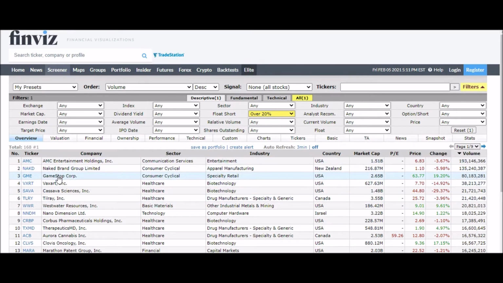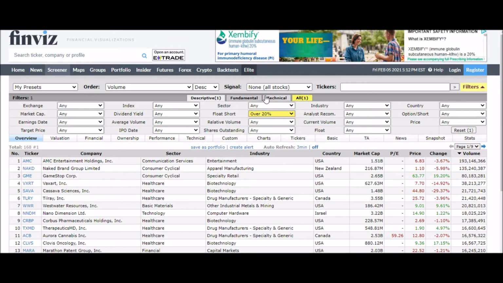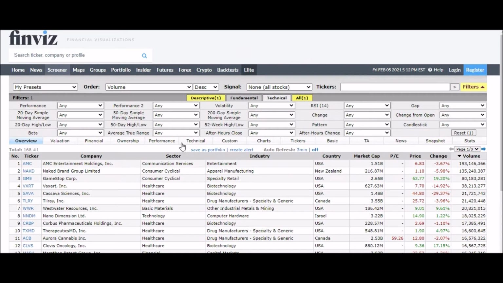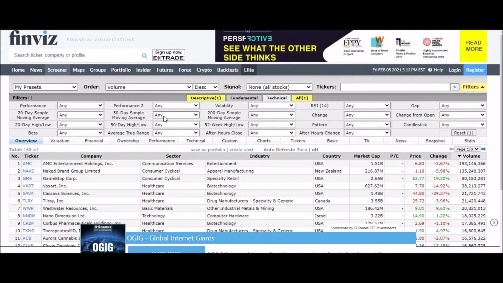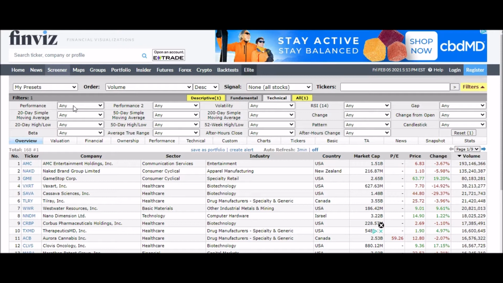Now there's some names here that of course you're going to recognize because there's been a lot of attention on them. So like I said in the beginning of the video, we're going to try to find some that haven't popped yet. What I'm going to do next is go to the technical tab. Here we're looking at the different moving averages. Generally speaking, a stock that is above the 50-day simple moving average is bullish. So we're trying to find things that are more in an uptrend, but at the same time haven't really broken out yet this year. So when we're at the technical tab, the first thing I'm going to go to performance.